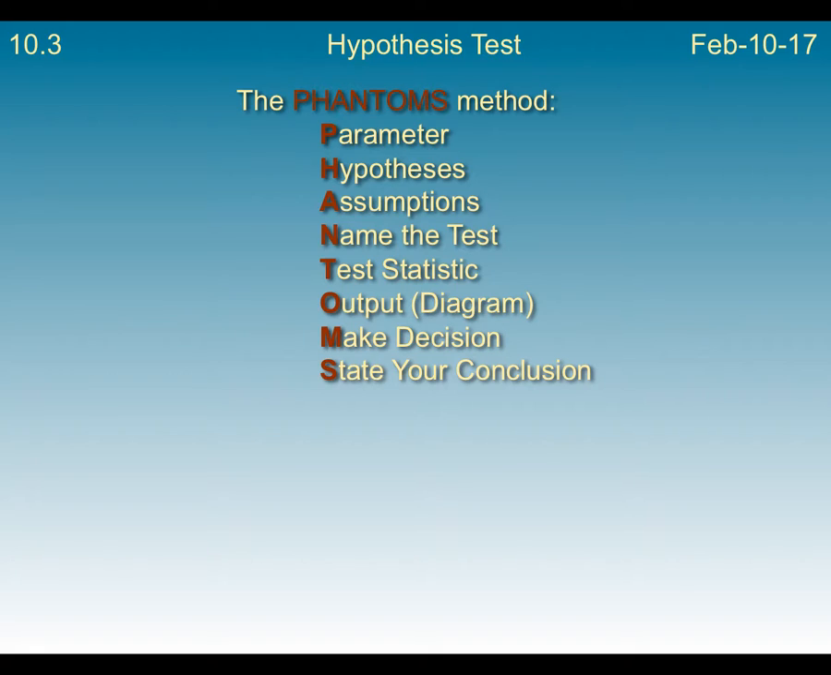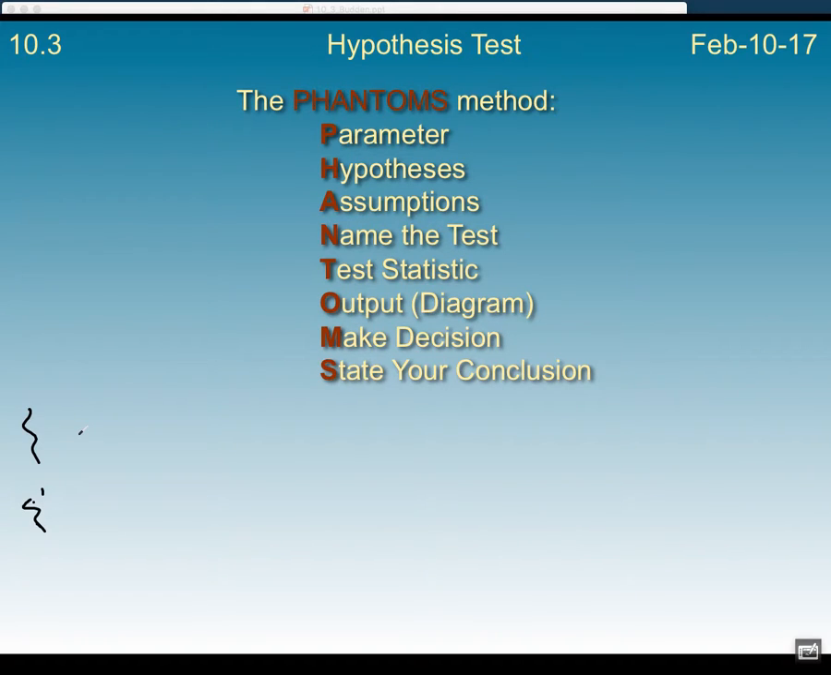Okay, so again, to clarify, PANIC is for confidence intervals. PHANTOMS is for our hypothesis test. So anytime you're asked to carry out a hypothesis test, when I say parameter, I mean choose your symbol and define it. So ours is always either going to be mu or pi. There are different types of hypothesis tests, but these are the two that we're doing. Under H, you need to define the null and the alternative in symbols and words.